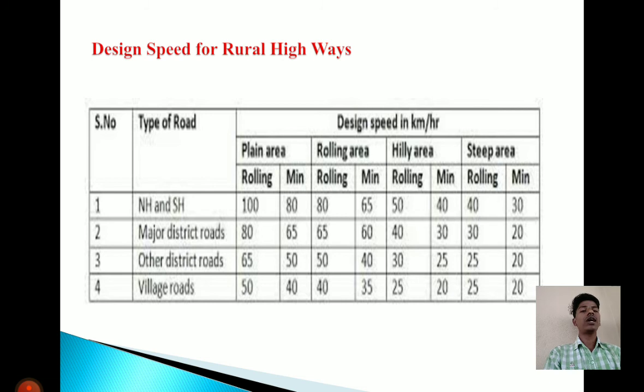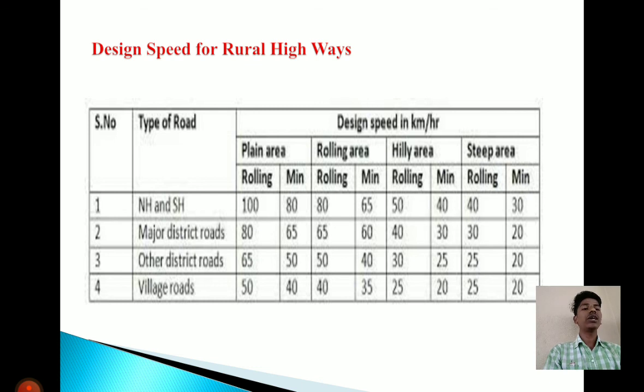In the rolling area, for national and state highways, the maximum is 80 and the minimum is 65. For major district roads, the maximum is 65 and the minimum is 60. For other district roads, the maximum is 50 and the minimum is 40 km per hour. For village roads, the maximum is 40 and the minimum is 35. In the hilly area, for national and state highways, the maximum is 50 and 40 respectively and the minimum is 40 and 30 respectively.